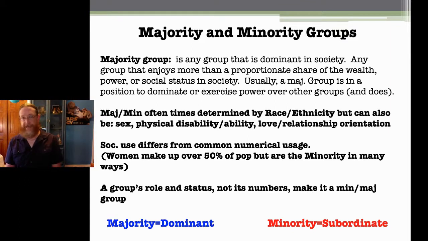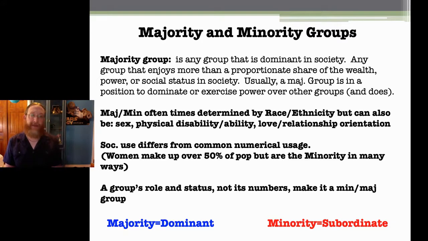Usually a majority group is in a position to dominate or exercise power over other groups, and then therefore does. Stanley Milgram test, the Jane Elliott blue-eyed, brown-eyed study. When that opportunity exists, oftentimes people take hold of it. And then we are somewhat unconscious to our privilege, but we also know when we think it's slipping away. People in dominant groups or majority groups don't want to lose that unearned privilege.